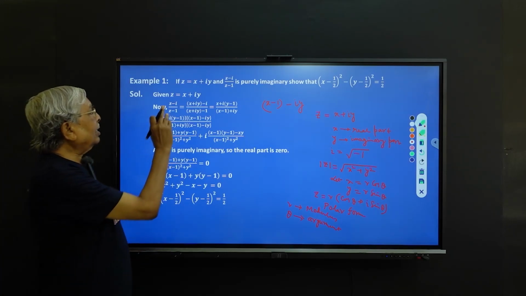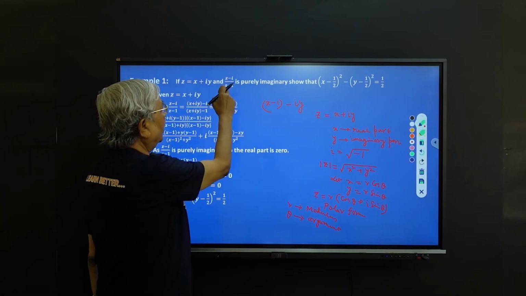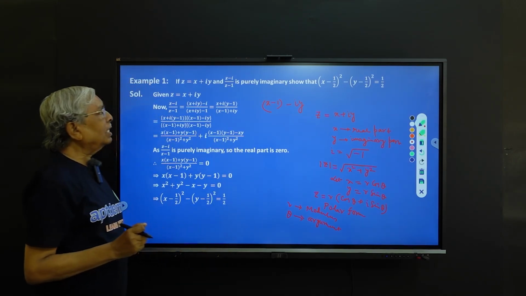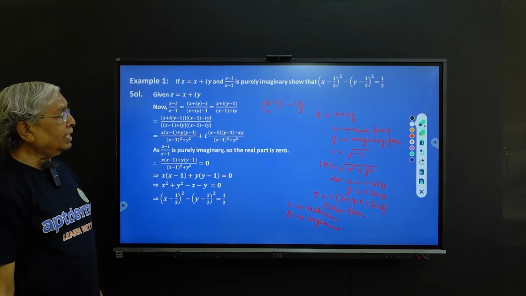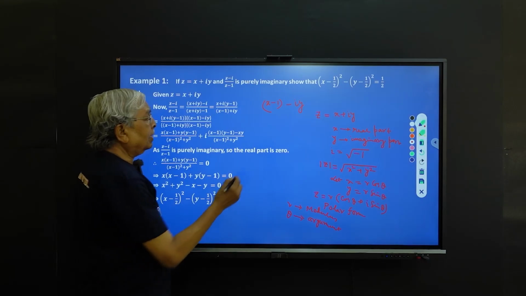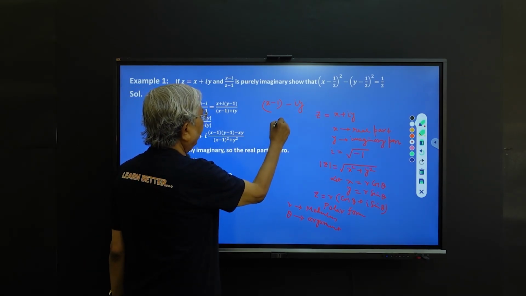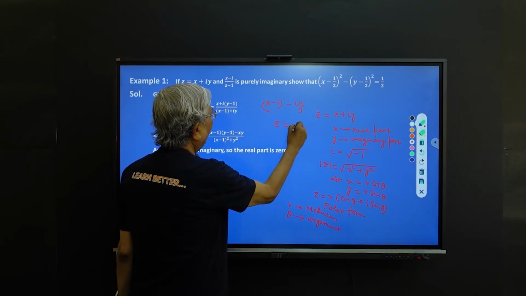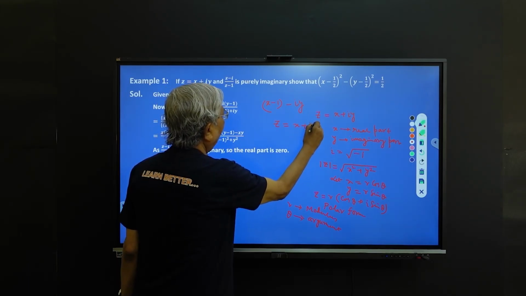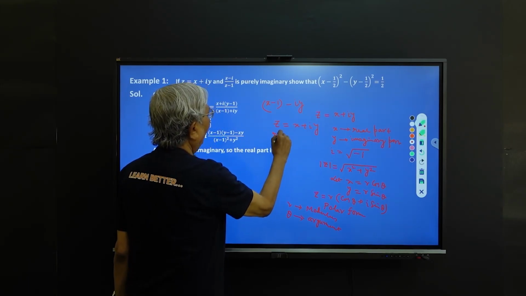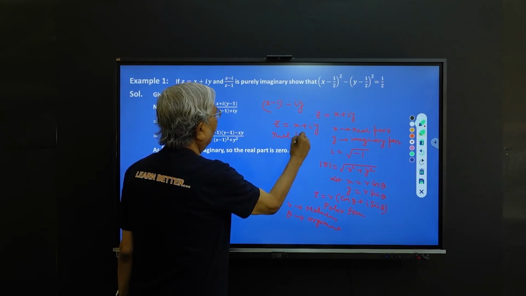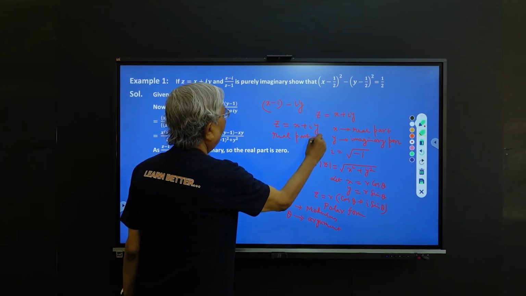Now what were you given? This part, that is (z minus i) by (z minus 1), is purely imaginary. So when a complex number is purely imaginary, if I take z equal to x plus iy, the real part is 0, that is x is equal to 0.